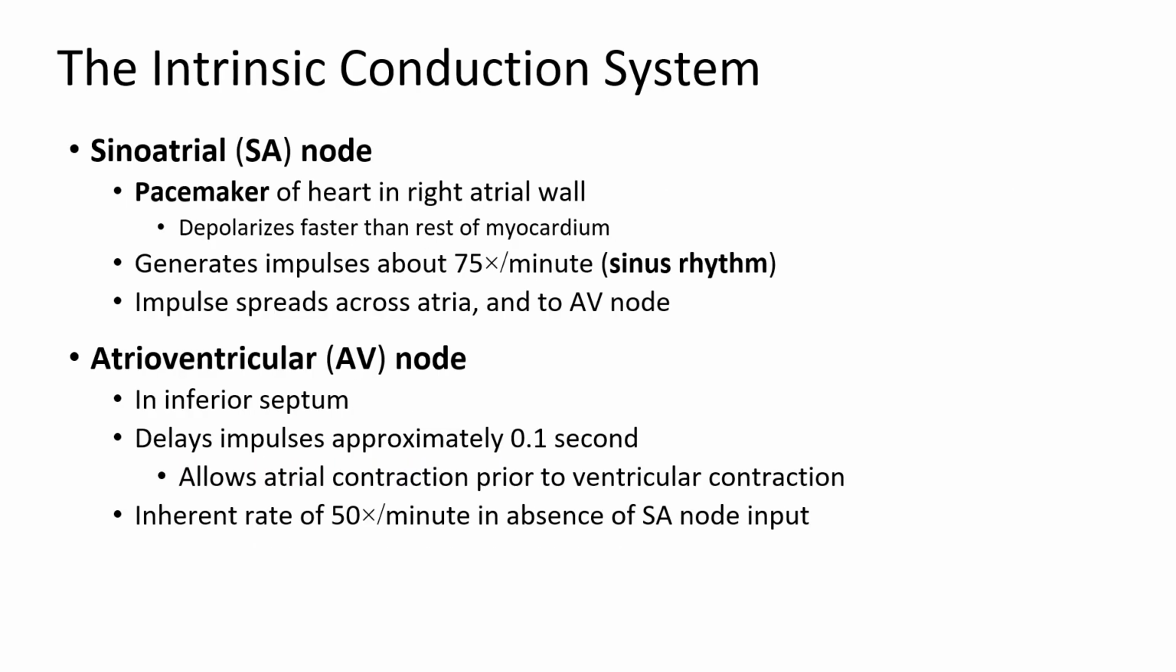So there are two components here. The first is the sinoatrial node, the SA node, otherwise known as the pacemaker. And then there's the atrioventricular or AV node, which helps to regulate. The pacemaker is located in the right atrial wall. It depolarizes faster than the rest of the myocardium, and really these things have to happen in a process, but it's generating impulses about 75 times a minute. We call that the sinus rhythm.